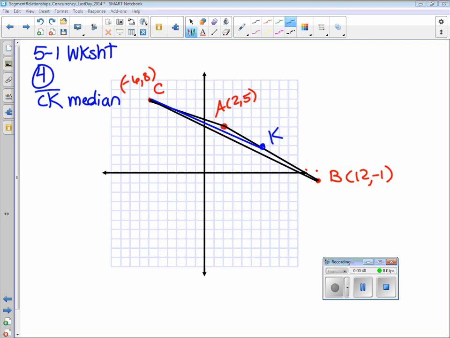K is the midpoint of which segment? Which 2 points am I using to find the midpoint of AB? That's what I want you to do. I want everybody to show that work. If I ever ask you to do that on a quiz or a test, Maddie, you should be doing that work, right? So you should be finding, and I want you to write it on your worksheet.